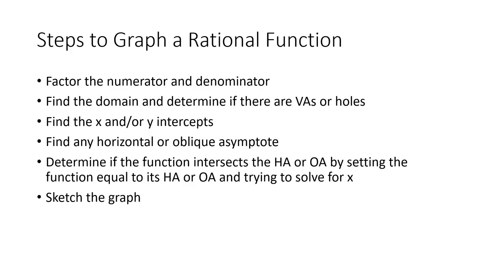Next, we're going to find x or y intercepts, find any horizontal or oblique asymptotes, and then determine if the function intersects the horizontal asymptote or oblique asymptote by setting the function equal to that value and solving for x. And then we can sketch the graph. We can always use our calculator to help us sketch our graph. At any point during this video, if you need to, obviously you can pause to finish copying any notes. We're just going to keep going.